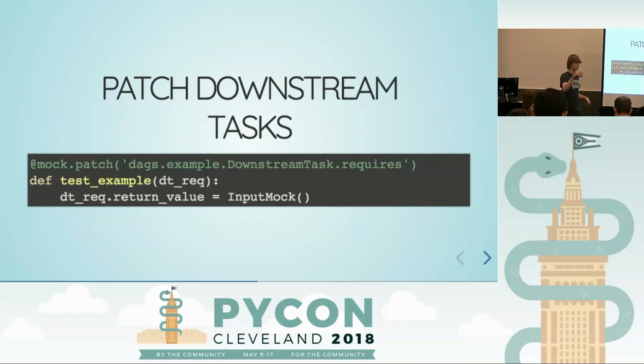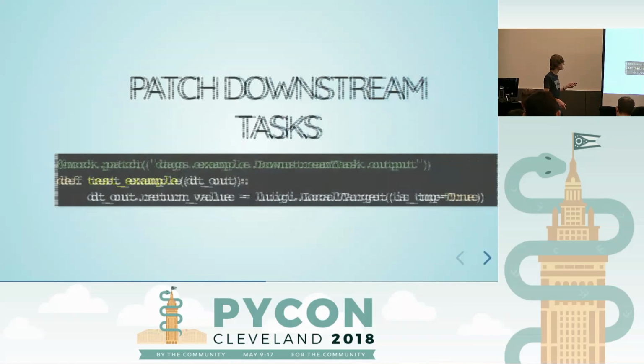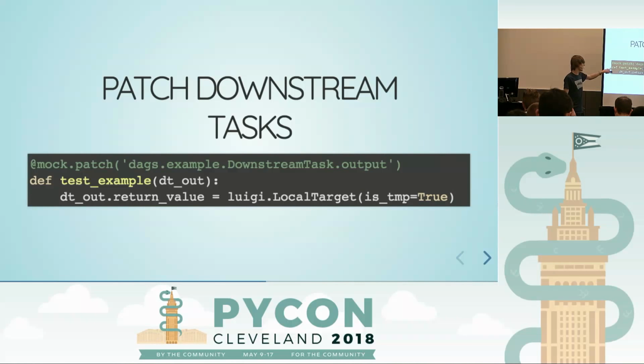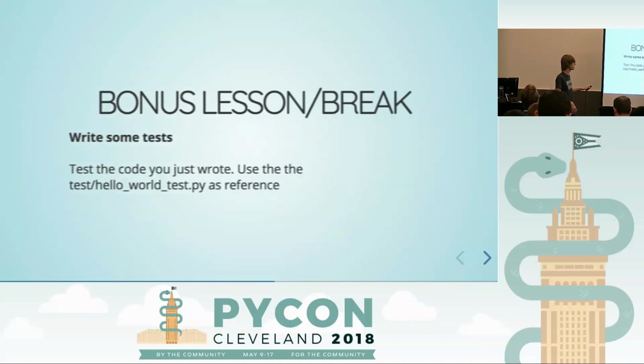There is a test example for the hello world in the repo if you want to take a look at it. You can also patch out the output of a task to add in this is_tmp equals true flag instead of actually passing something real, and that'll just push the file to a temp directory on the file system rather than a real space. So these are options you have, but I don't recommend testing tasks unless you really have to. Otherwise, just split out your real business logic from the Luigi logic.